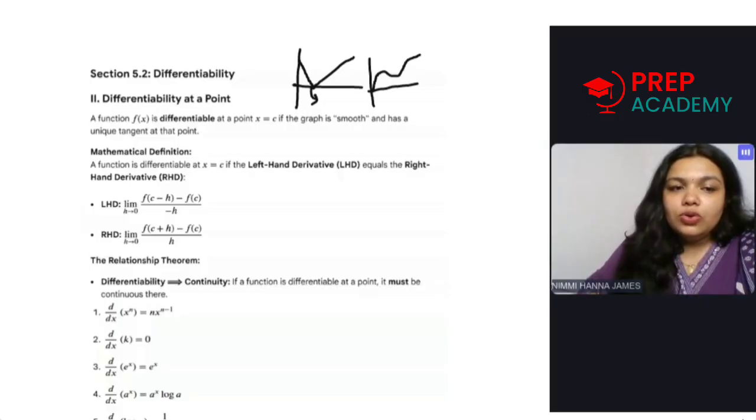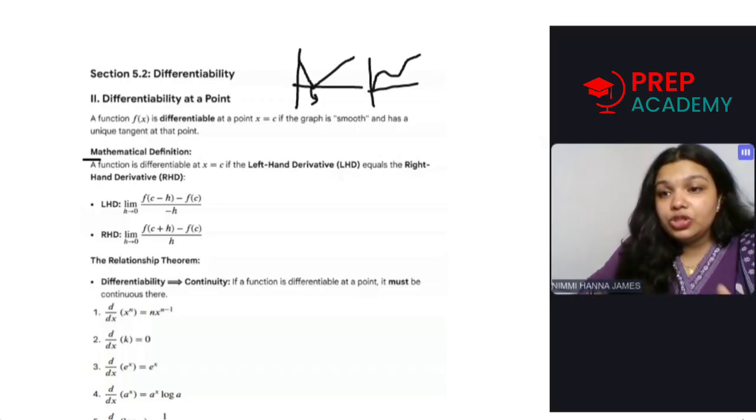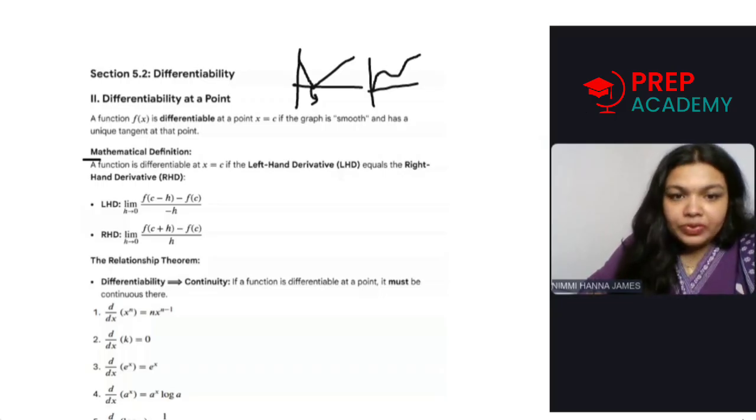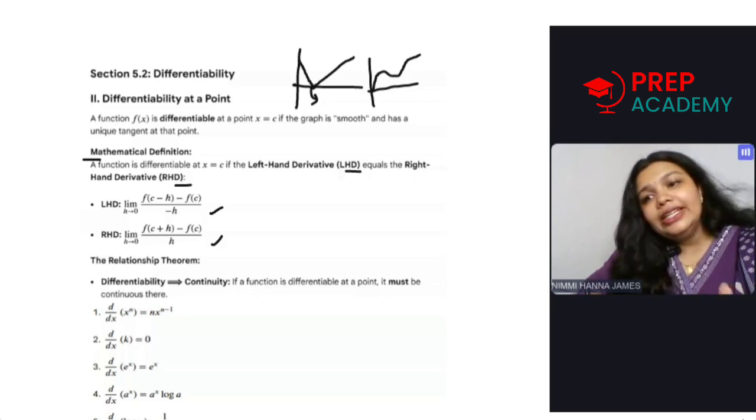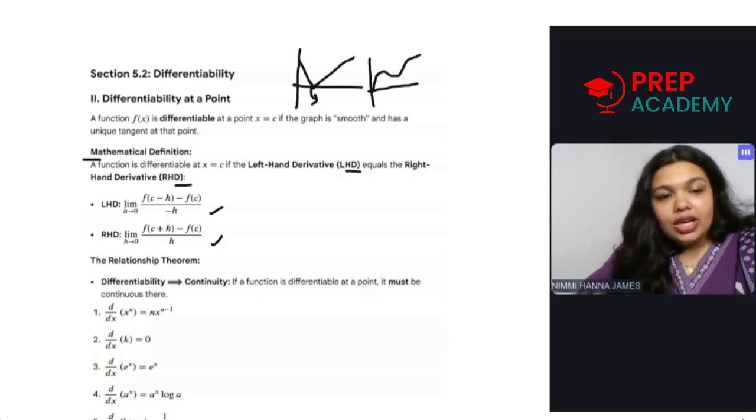So for the mathematical definition of differentiability, for a function to be differentiable at x equals c, the LHD and RHD, that is the left hand and right hand derivatives, should be equal. These are the definitions: LHD is limit h tending to 0, f of c minus h minus f of c, divided by minus h, and RHD is limit h tending to 0, f of c plus h minus f of c, divided by h. So this you have to know.